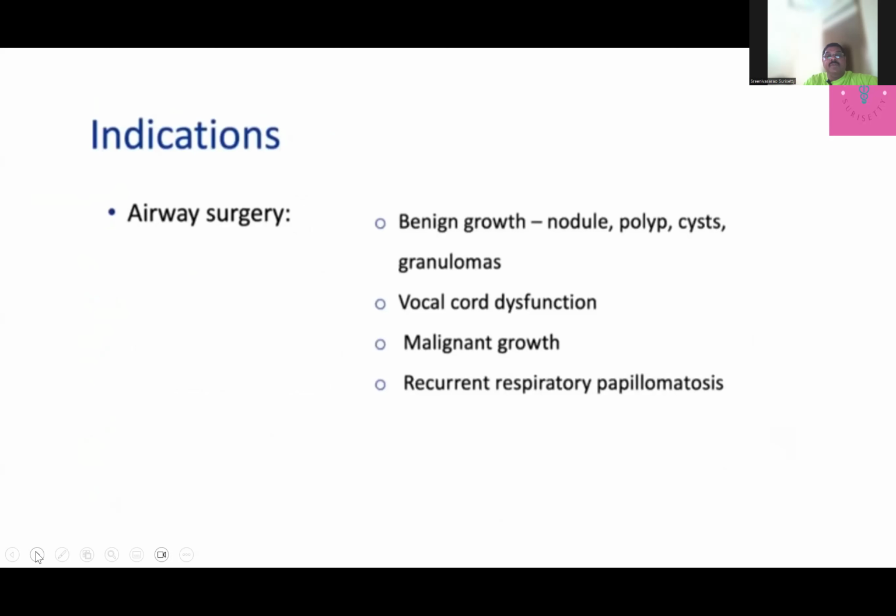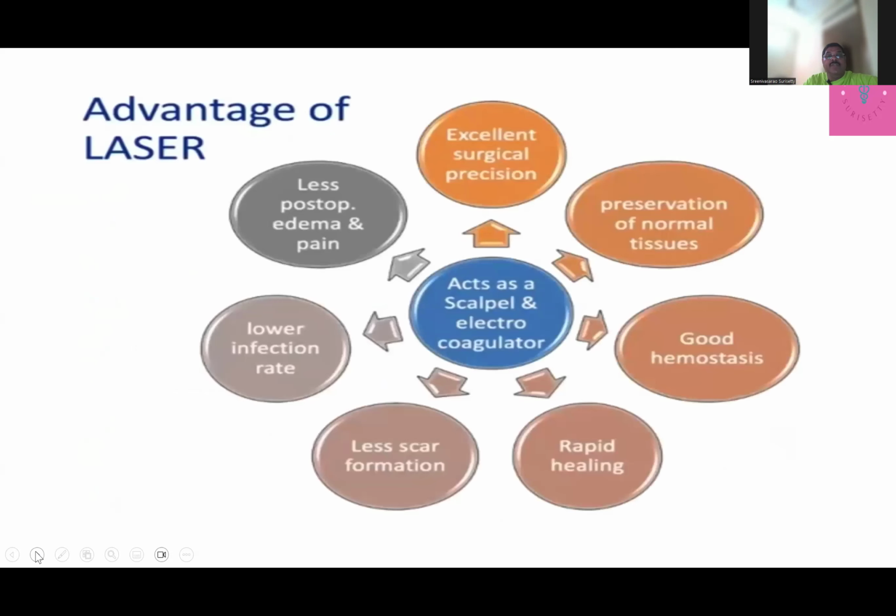In airway surgery, lasers are used to remove benign growths like nodular polyposis and granulomas, sometimes vocal cord dysfunction, and malignant growth, and recurrent respiratory papillomatosis are the different conditions.